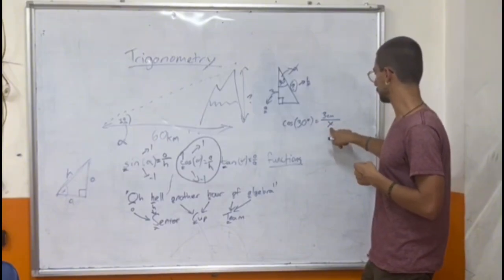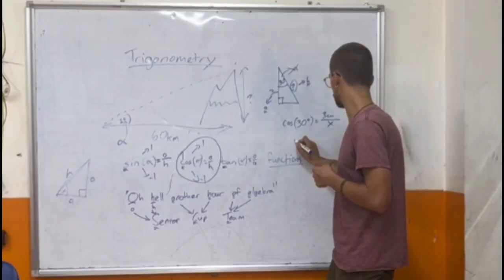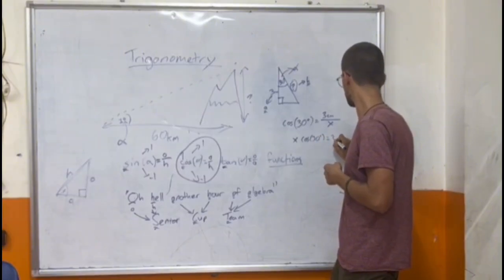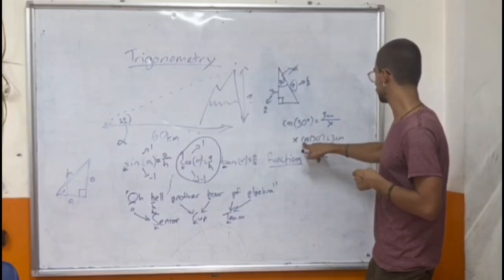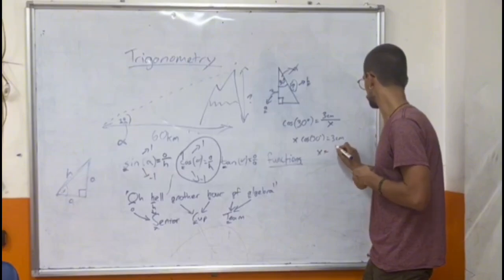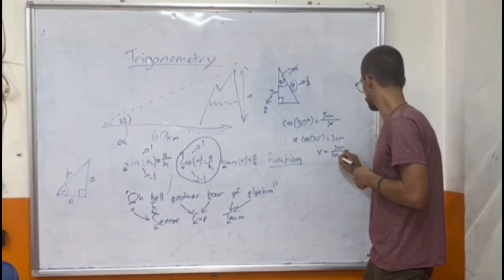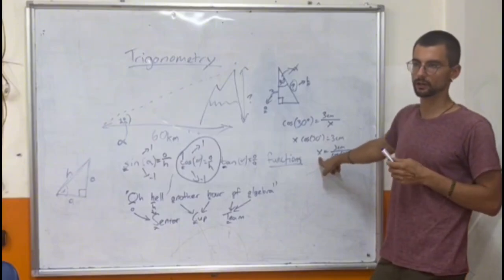change these numbers around until we can find X. Okay? So how do we do this? Well, we multiply both sides by X, so we get something like this. X multiplied by cosine of 30 degrees is equal to 3 centimeters. We've multiplied 2 sides by X, and now we divide 2 sides by cosine of 30, so we have X is equal to 3 centimeters over cosine of 30 degrees. Okay? So now from this we can very easily find X.